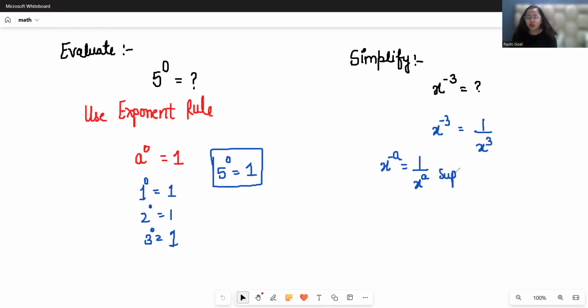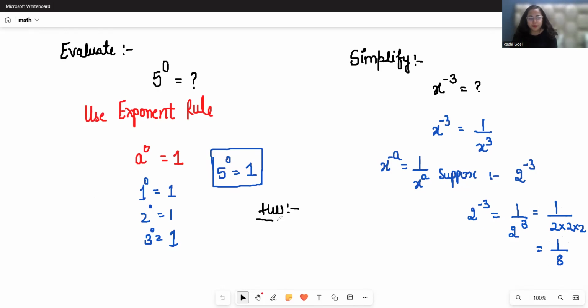Suppose in place of x, it's 2. The question is 2 power minus 3. Then how can you solve it? 2 power minus 3 is equal to 1 by 2 power 3, which is equal to 1 by 2 times 2 times 2, which is 1 by 8. I hope it's clear.